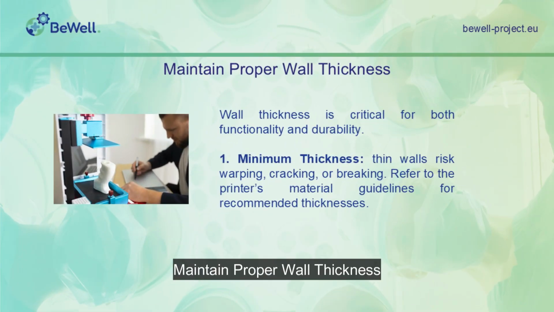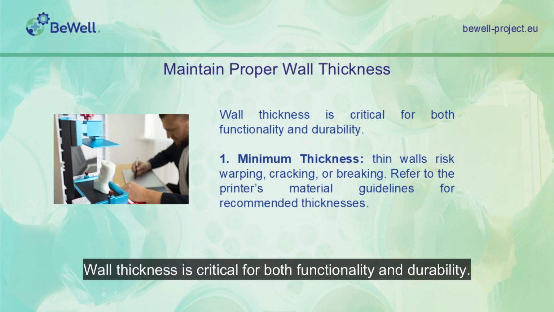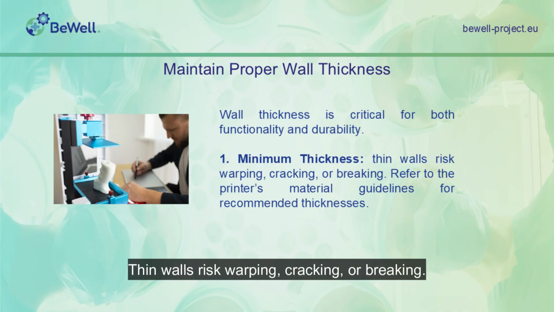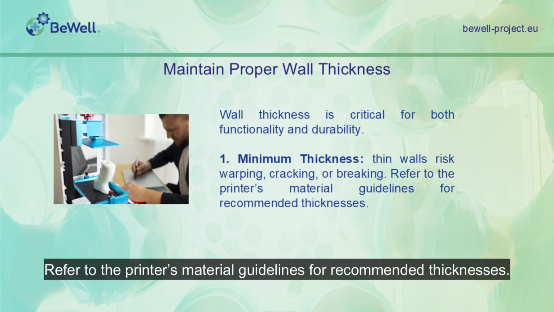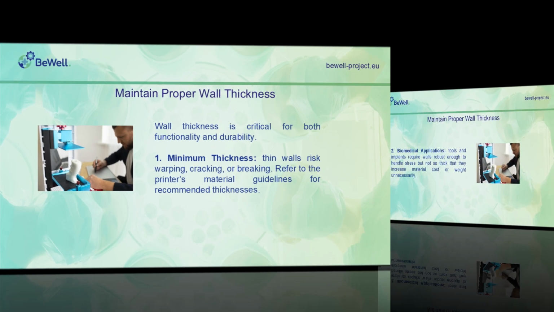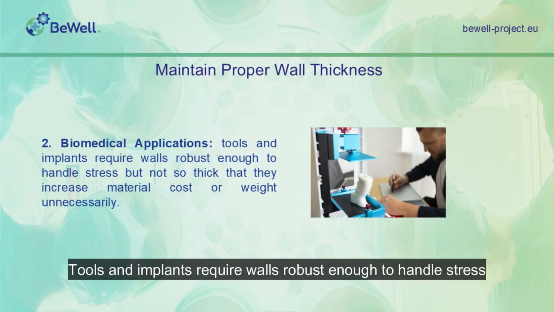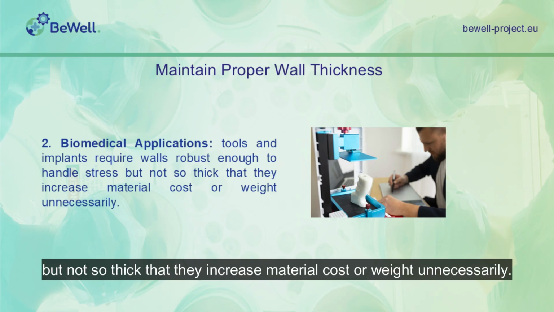Maintain proper wall thickness. Wall thickness is critical for both functionality and durability. 3.1 Minimum thickness. Thin walls risk warping, cracking, or breaking. Refer to the printer's material guidelines for recommended thicknesses. 3.2 Biomedical applications. Tools and implants require walls robust enough to handle stress but not so thick that they increase material cost or weight unnecessarily.